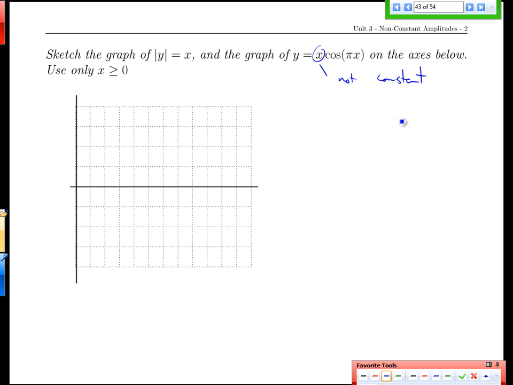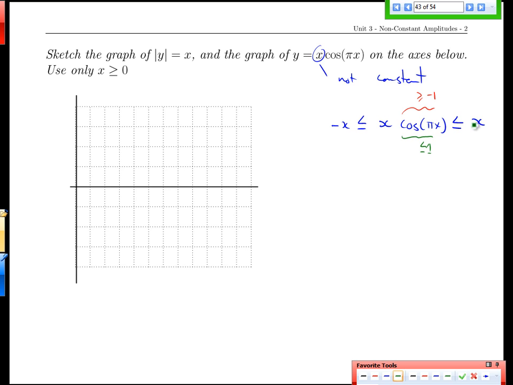Well, what can we say about this? Let's say we have cos of pi x, and we multiply it by x out front. Because cosine is always less than or equal to 1, x cos of pi x will always be less than x, and because cosine is always bigger than or equal to negative 1, it'll always be larger than negative x. Okay, what does that get us?